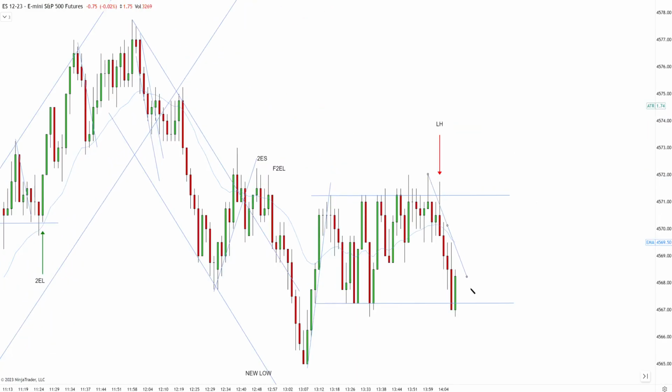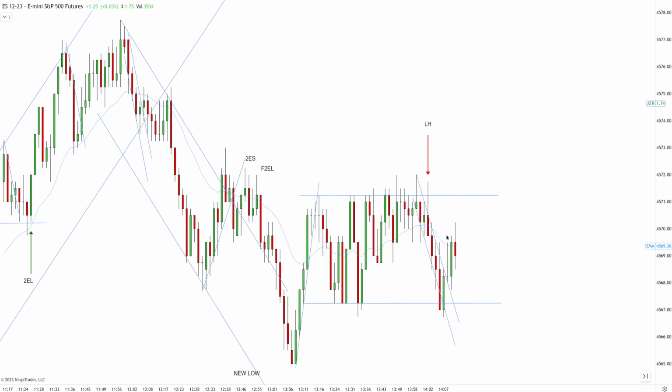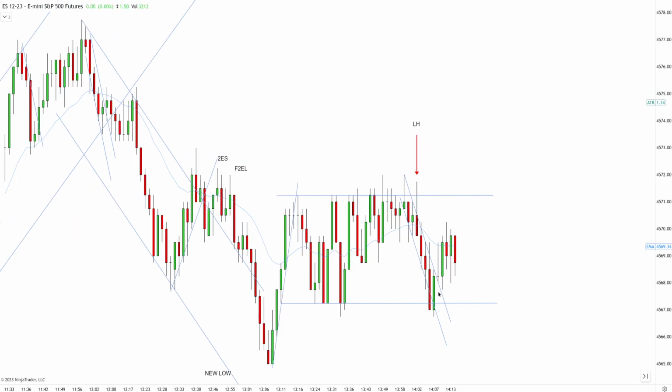There was no failed second entry long because we already pushed so far down to the bottom of the trend range. The move already happened. So I cannot take a failed second entry long. I wanted to see it form right here. Price action, I don't think we can go long because the downtrend is still in play. We cannot sell because the support is holding. So I'm just going to be patient here.